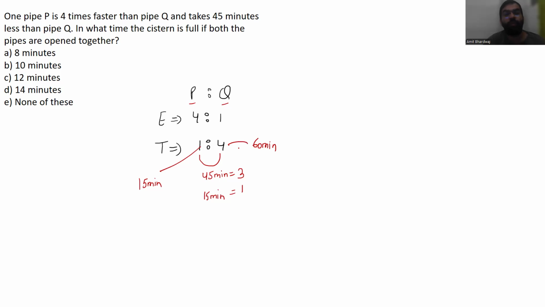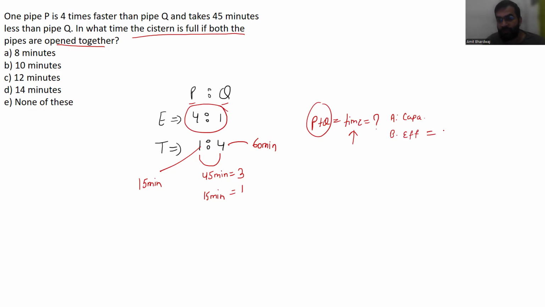The question is, in what time is the cistern full if both the pipes are open together? This is what we need to find out. Now, first tell me, if you need to find out how much time both P and Q will take, this type of question we already solved in time and work. If you find the time, you will calculate two things. Number A, what is the capacity of the tank? Number B, the efficiency of both pipes together, right? Now please understand, efficiency is in front of us: 4 plus 1 is 5.